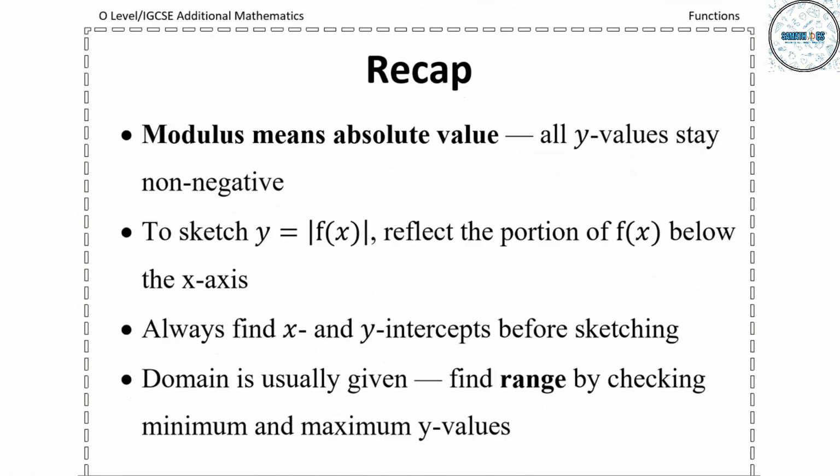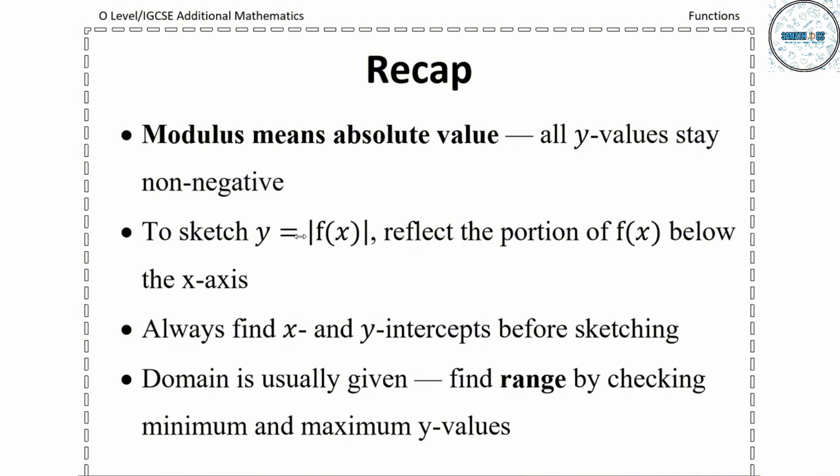A quick recap. Modulus means absolute value. All y values stay non-negative. To sketch y is equal to f of x, reflect the portion of f of x below the x-axis. This is the case in which we have the whole expression in absolute sign. But in case the whole expression is not in absolute sign, then we take out the vertex, we mark the vertex, then we take out one point on the left-hand side of the vertex and another point on the right-hand side of the vertex, and then we draw the graph.